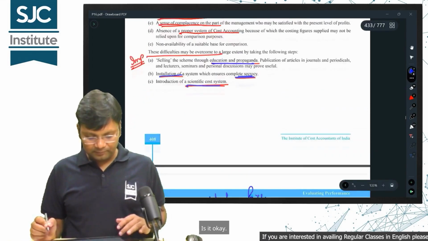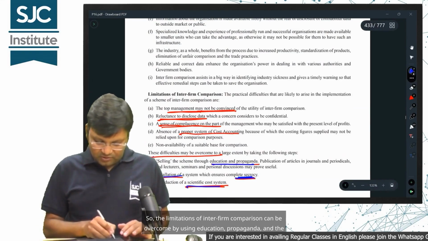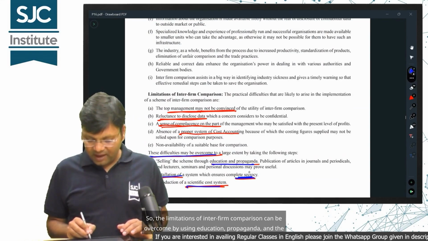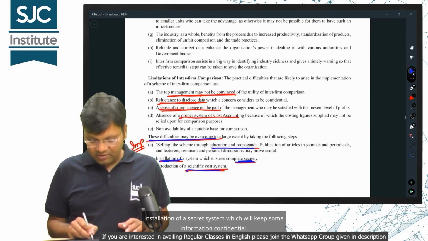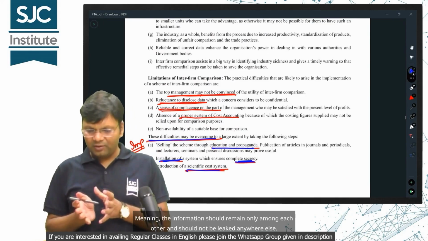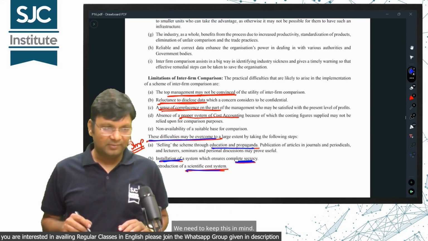Is it okay? So, the limitations of interfirm comparison can be overcome by using education, propaganda, and the installation of a secret system which will keep some information confidential. Meaning, the information should remain only among each other and should not be leaked anywhere else. We need to keep this in mind.